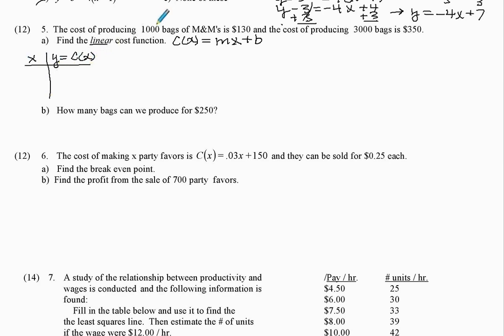So 1,000 bags cost $130. So the 1,000 is the independent variable because the cost depends on the number of bags. So 1,000 is x there, and the cost of 1,000 is $130. And then 3,000 bags cost $350. So again, 3,000 is your independent, and they cost $350.